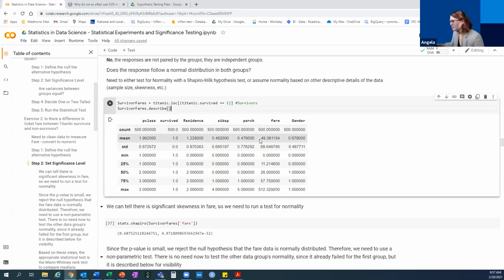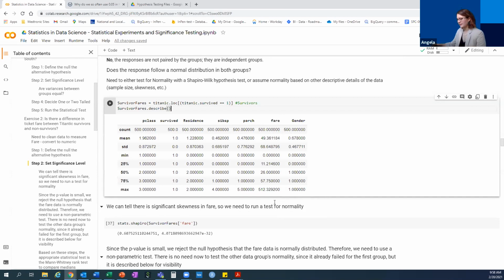Over here, the mean is 49, and the median is 26. That's a big red flag that there's such a difference in the median and the mean. Take a quick look, the max is 512, with the mean at 49 and the min is 0. Someone got on for free, I guess. So you see there's a huge difference in that. This is implying a significant skew in the distribution of fare.